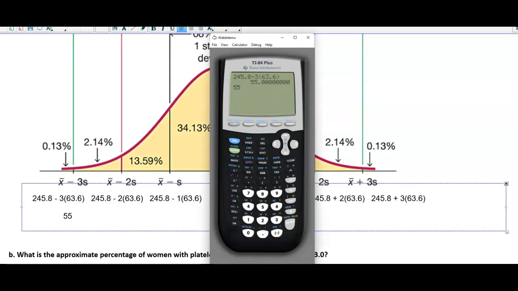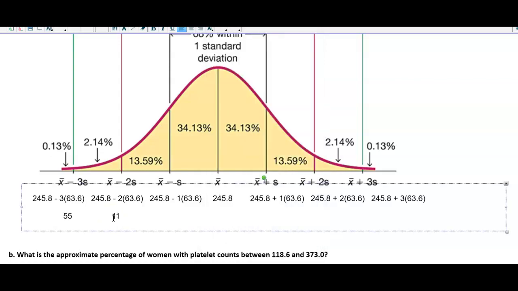Okay, let's do the next one. So we have 245.8 minus 2 times, again, the standard deviation of 63.6. And that gives us 118.6. Now let's go to 1 standard deviation below the mean.